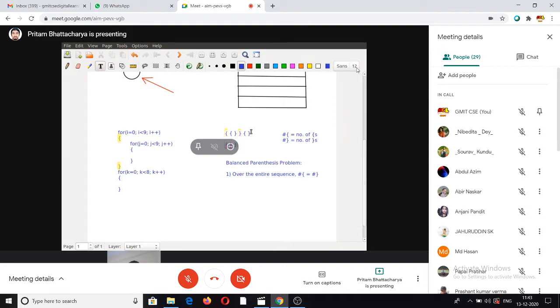In this first example, there are three opening braces and three closing braces. So what is the count? There are three opening braces, there are three closing braces. Okay, but that by itself is not enough. Why? Because in this sequence, of course, this condition itself is violated, because you have one opening brace and two closing braces. But suppose I just modify it a bit and consider this sequence.